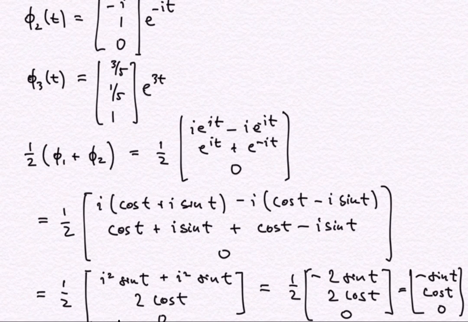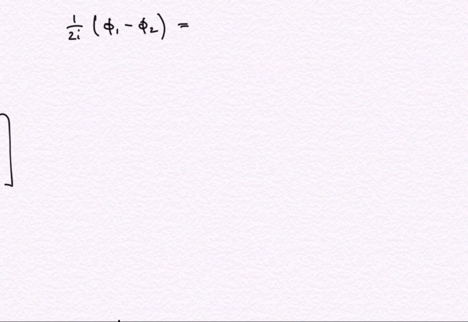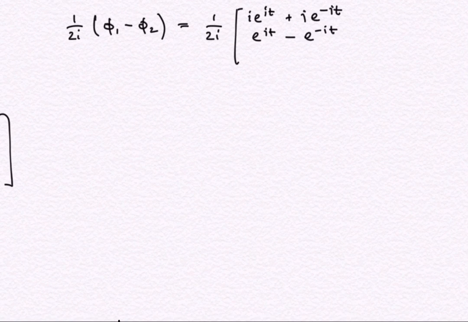This is my first real solution that I get from the usual trick of bringing a complex number and its complex conjugate down to a real one. Then I do the same thing the other way around, going for the sine component, phi 1 minus phi 2 divided by 2i. This is 1 over 2i times i e to the it plus i e to the minus it. e to the it minus e to the minus it and 0.